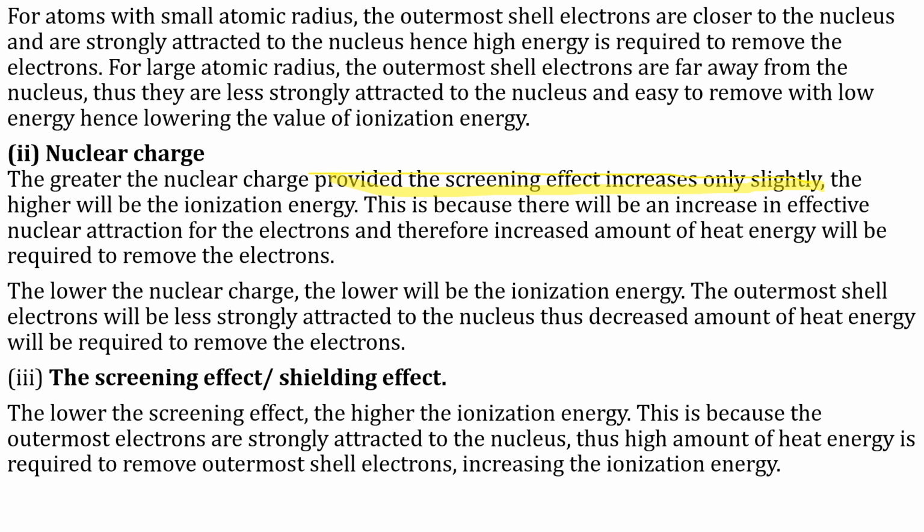However, the lower the nuclear charge, the lower will be the ionization energy, and the reason for that is that outermost shell electrons will be less strongly attracted to the nucleus, and once they are less strongly attracted to the nucleus, the amount of energy required to remove an electron from those shells is going to be low, which subsequently leads to a lower ionization energy.